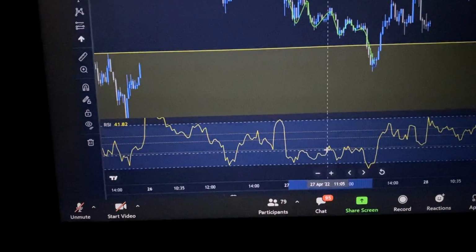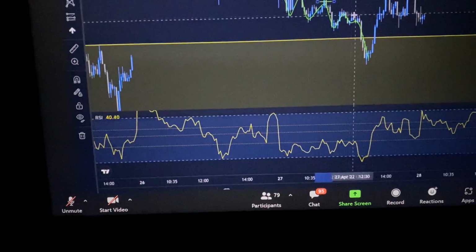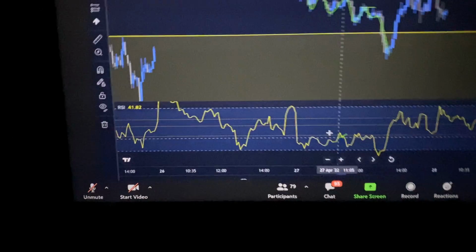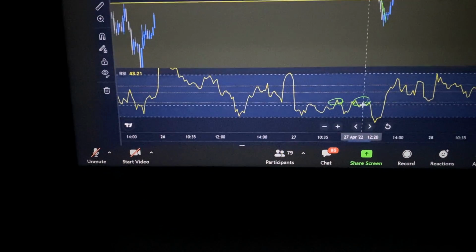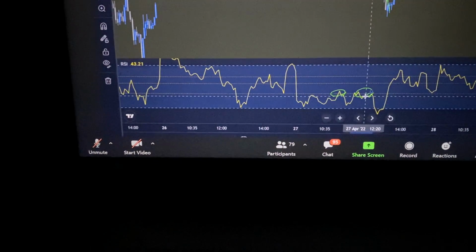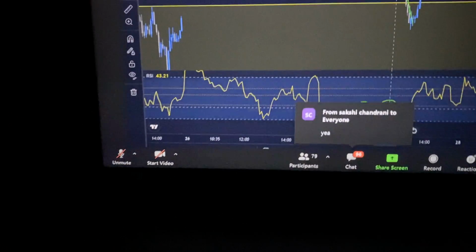Can you all see and clearly observe that whenever that market is forming that lower high, it has exactly taken resistance at its RSI. So can I go short? Tell me, can I go short? Yes, I can.